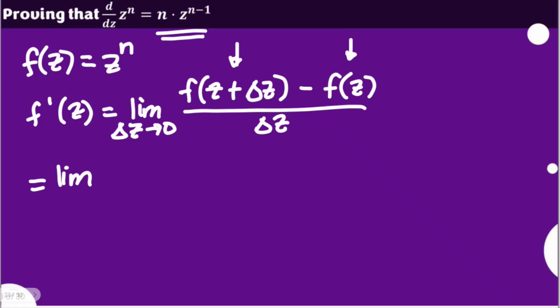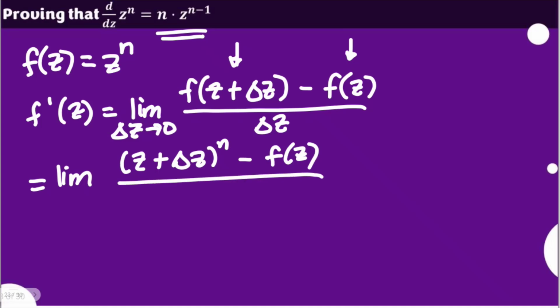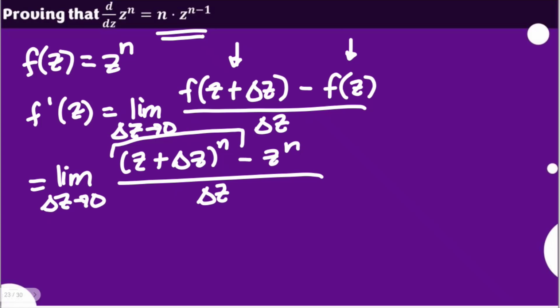The limit, the first form is, you have here z plus delta z raised to the power of n, minus f of z, all over, your f of z is actually z to the power of n, right? Z to the power of n. Then you will have here over delta z as delta z approaches 0. Now notice our n is not given. My point exactly is here.